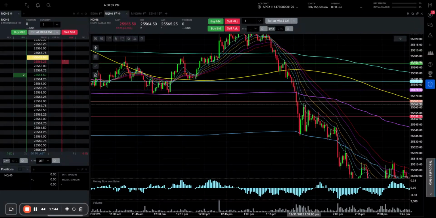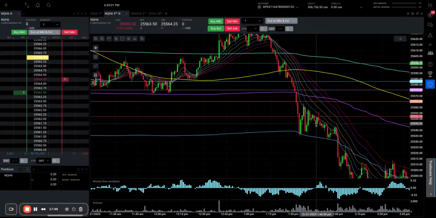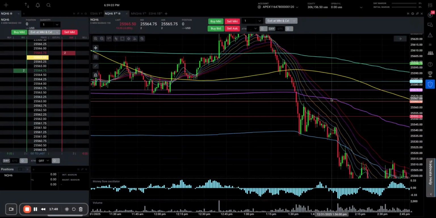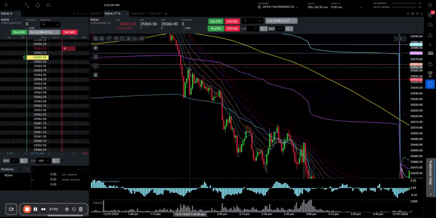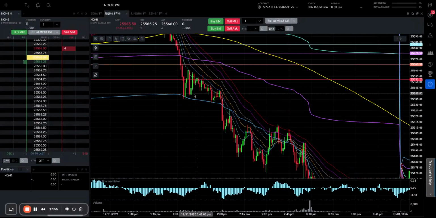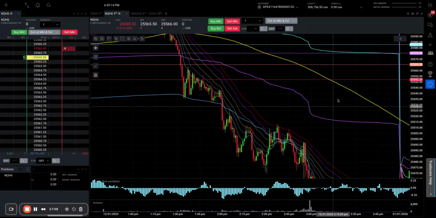61.8% here to here. Boom. Couldn't even get 60. Couldn't even get back up here. Okay. And when you're in this zone like this, you're in a downtrend.